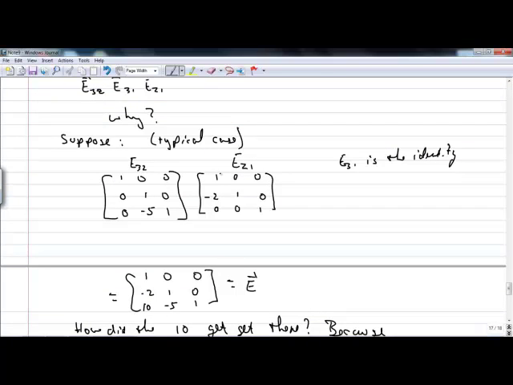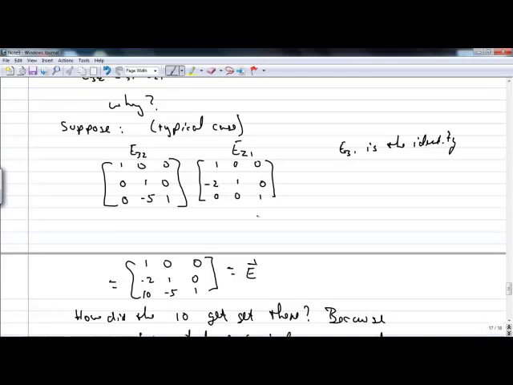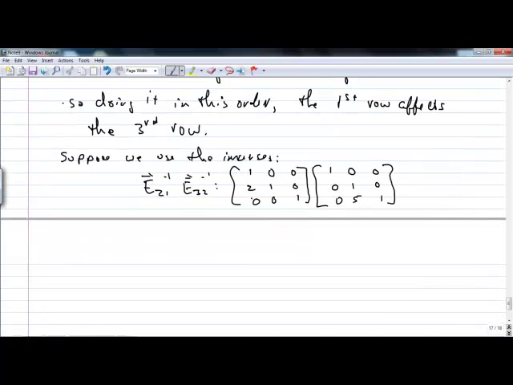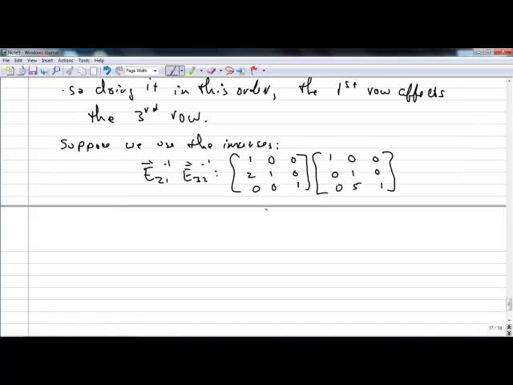And here's E21. Again, an identity row at the top, an identity row at the bottom, and then minus 2, 1, 0 in the middle. And so we're just negating the 2 and that gives us the inverse. So there's a pattern. It's very easy to find the inverses of elimination matrices.